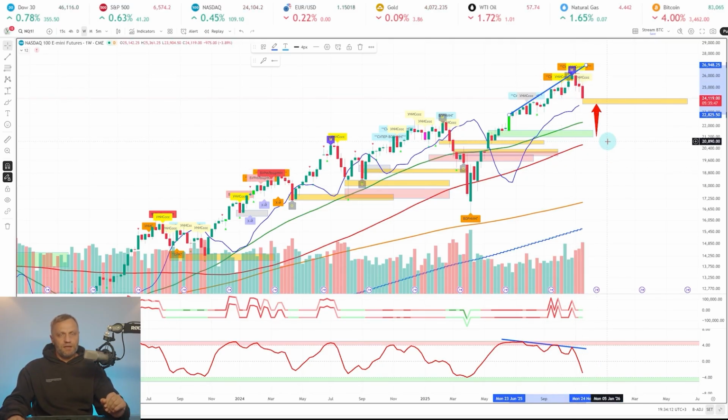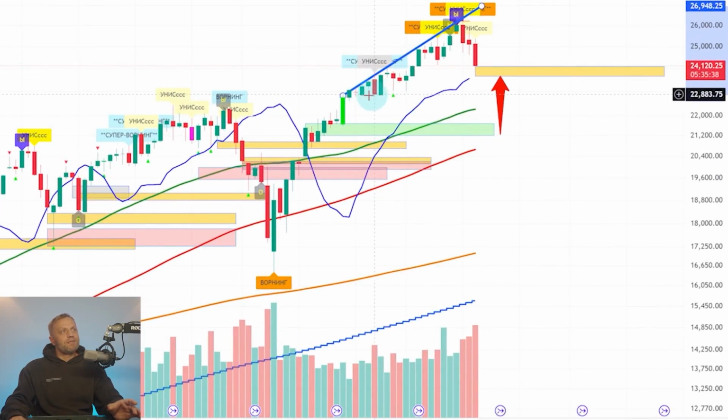What is the target level for the decline from a purely chart-based perspective? The target level for the decline is the 50-week moving average. But most likely, it's this area of the lows that will act as support. It's 22,800 points. But again, so far, there are no indications that this decline has ended.